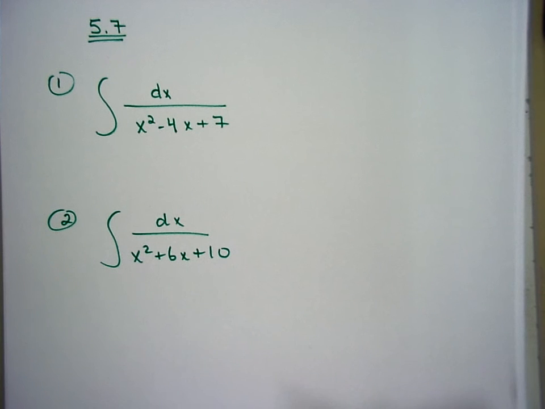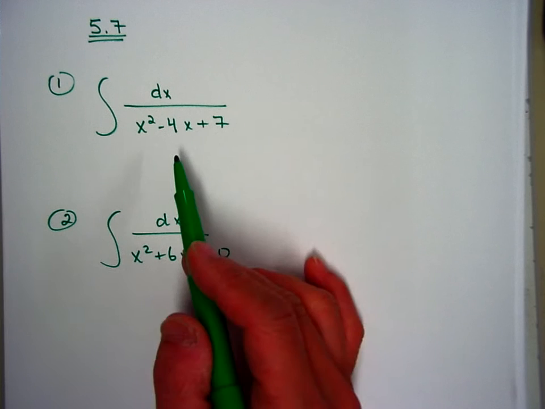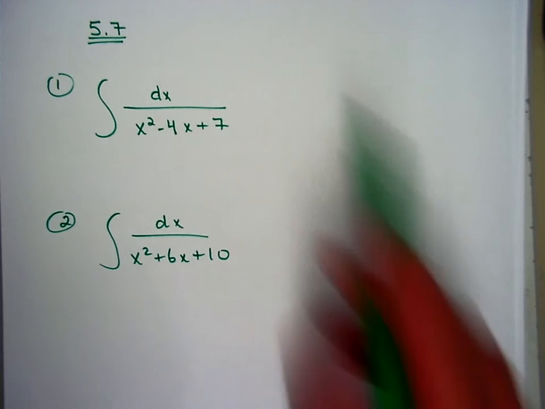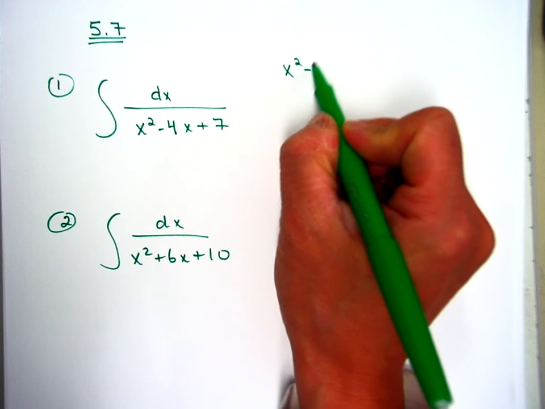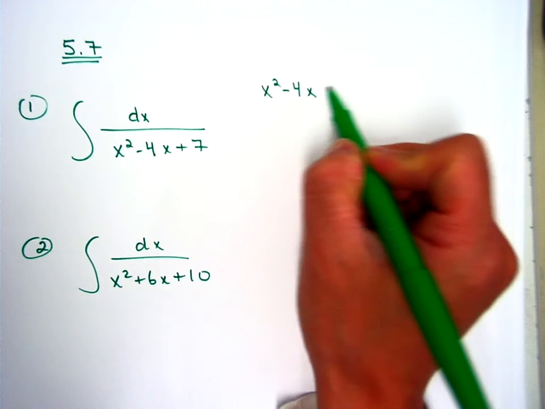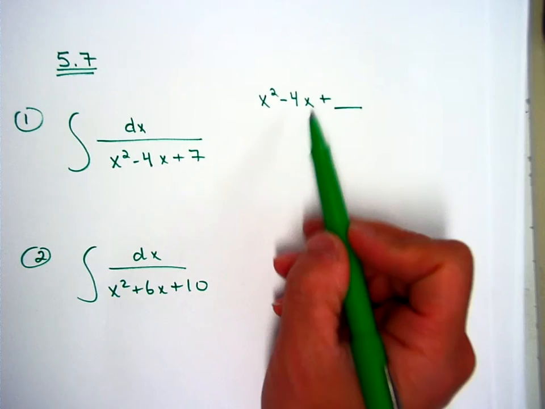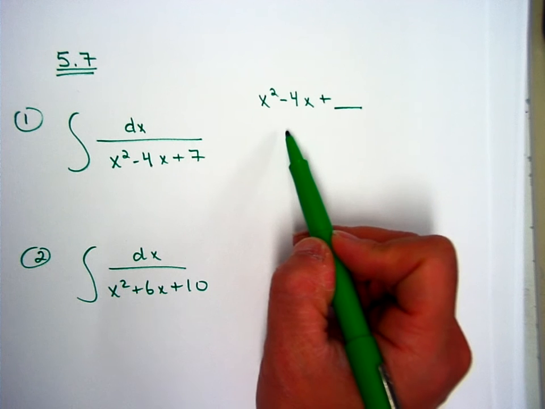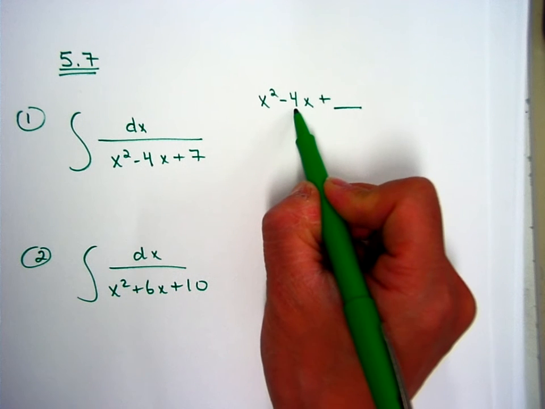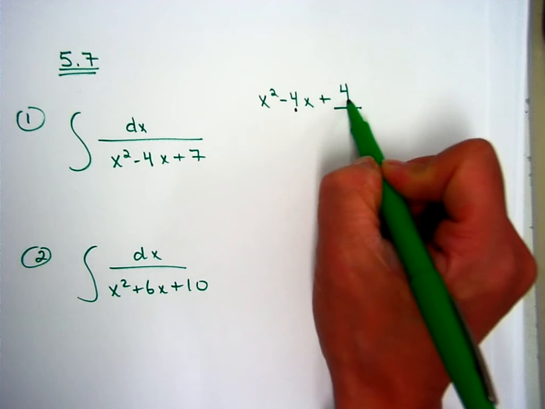So we want to figure out a way to rewrite the problem so I can integrate it, because I cannot integrate it the way it's set up. Completing the square, if you remember from pre-calc, means adding a number so that this can be factored. The way you figure out what number to add is half of this number is 2, 2 squared is 4. So I'm going to add a 4.